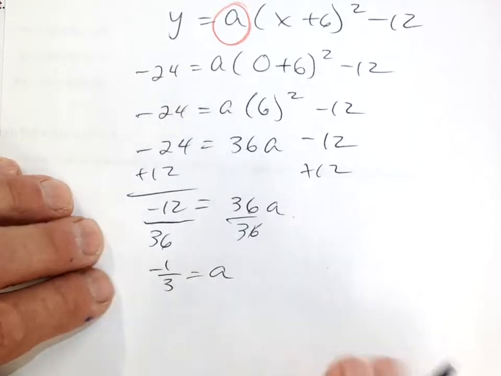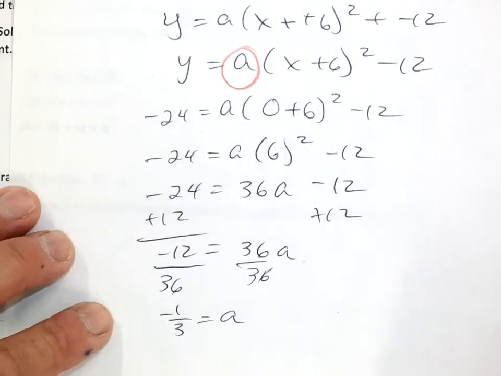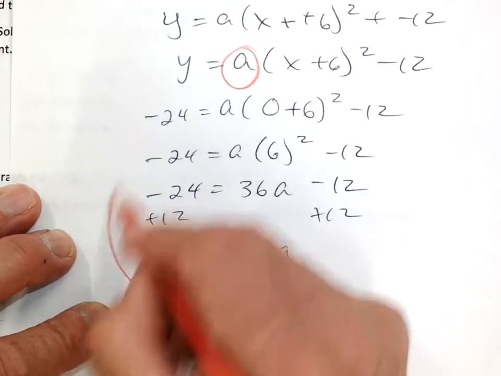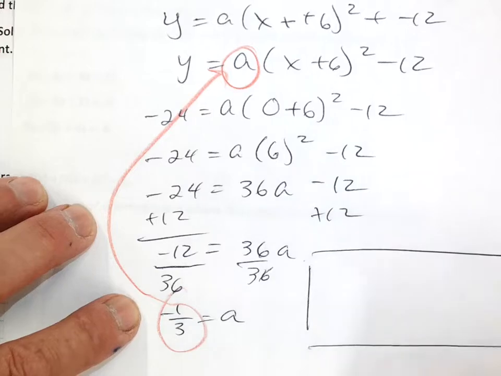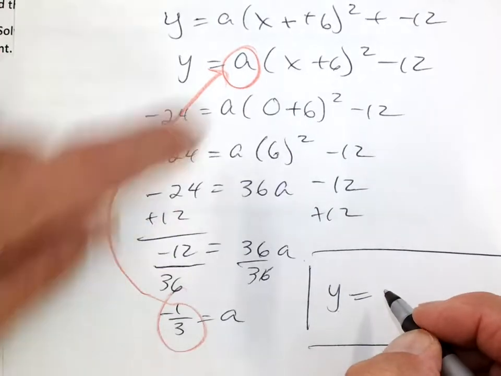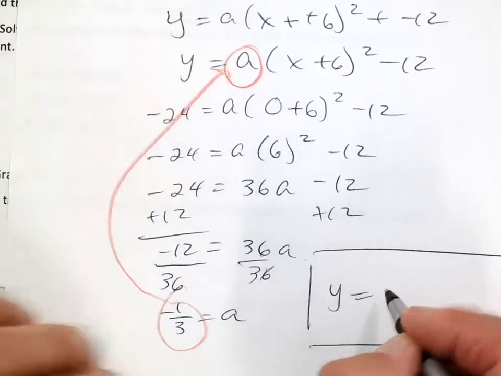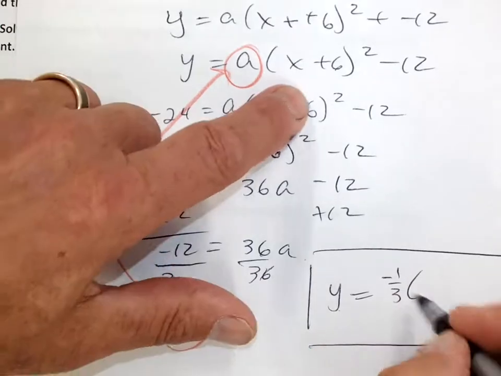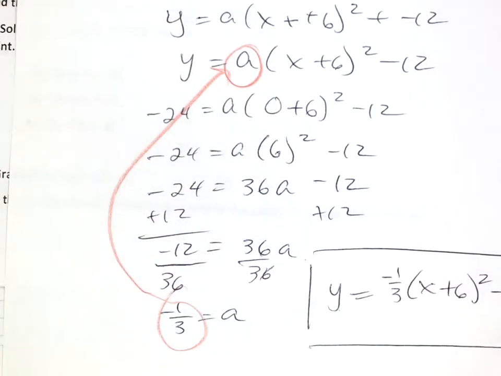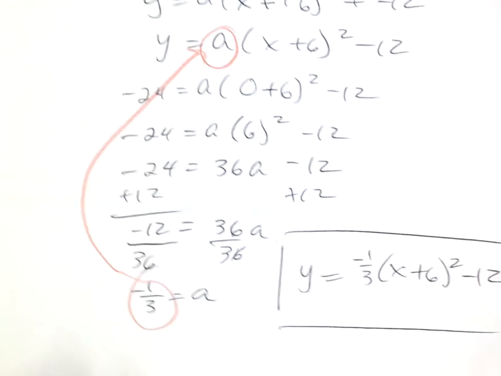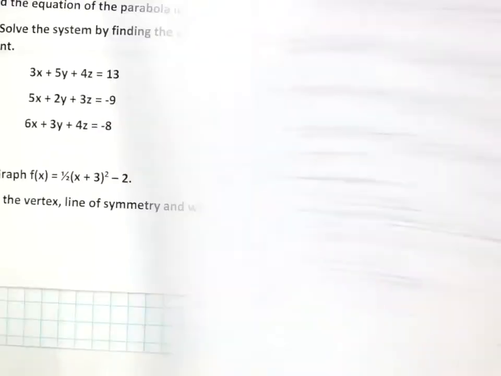Okay, so that's the value of a. What am I going to do with that? I'll put that right here for my answer. So what is my answer? It is going to be y equals -1/3, put that right there, times (x plus 6) squared minus 12. And that's it. Okay. All right, moving on. Again, if I get going too fast, just pause it, okay?